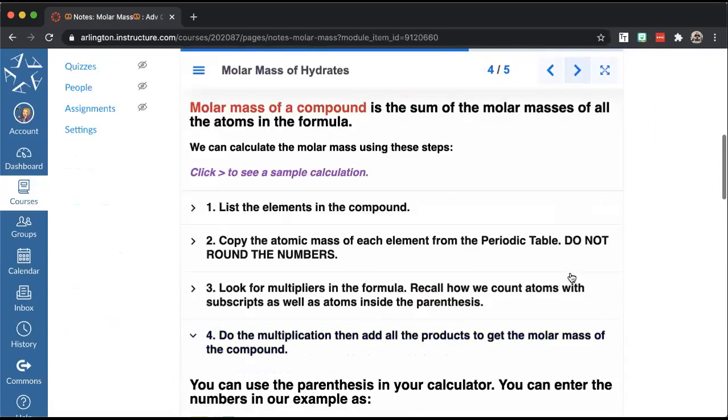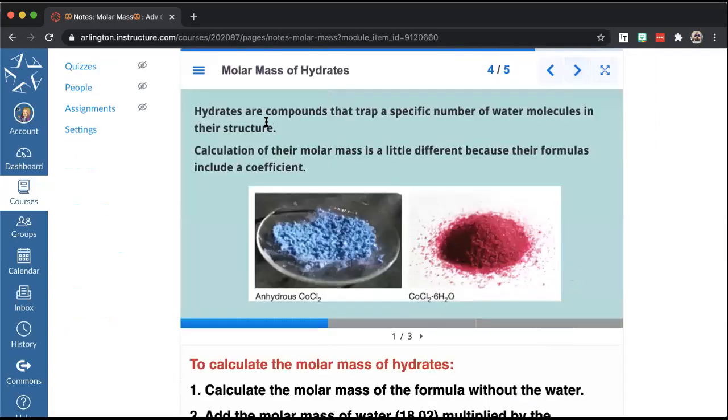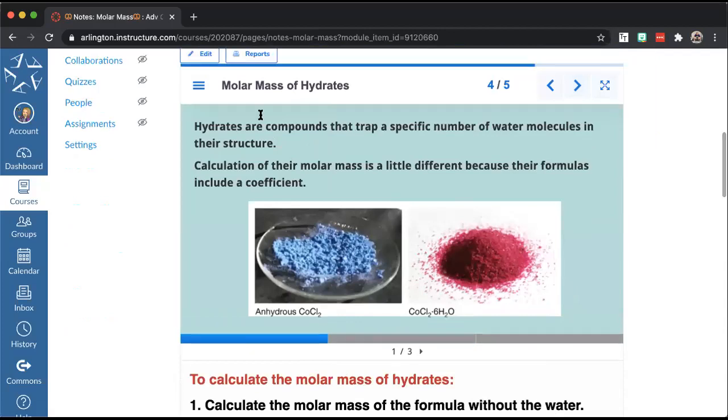The last section before we do a couple examples together is a specific kind of compound. They're called hydrates. Hydrates are molecules that have trapped a certain number of water molecules in their structure.